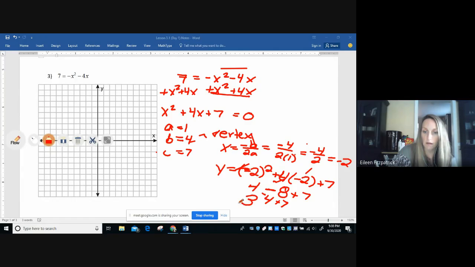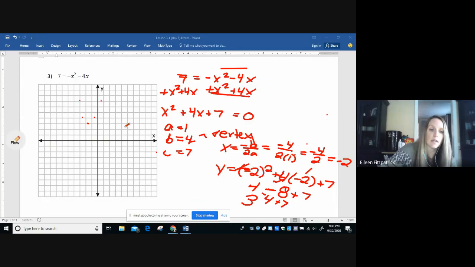Wherever my pen might be, okay? So now you know your vertex is at -2, 3. So I'm going to go -2, 1, 2, 3. That's my vertex. And since the a value is a 1, that means my graph opens up and there's no vertical stretch or shrink. So I'm going to go out 1, up 1, out 1, up 1. Then I would go out 2, up 4. And then I would go out 2, up 4.